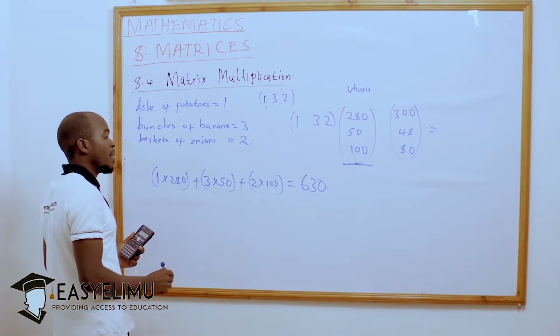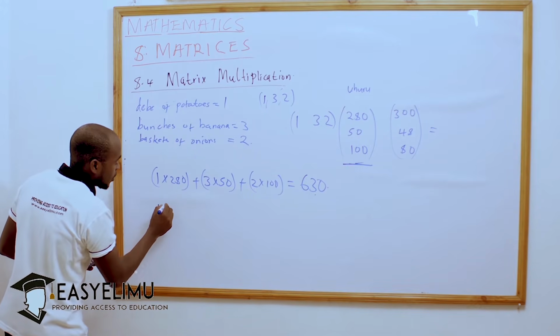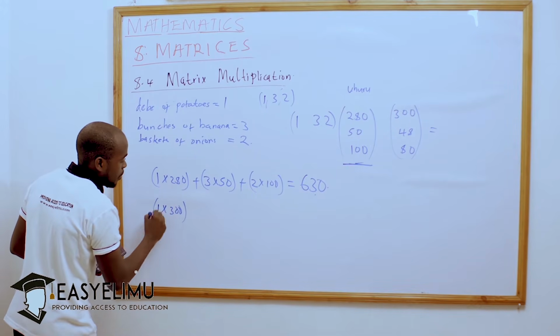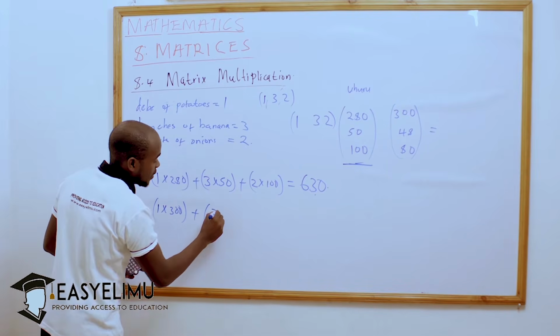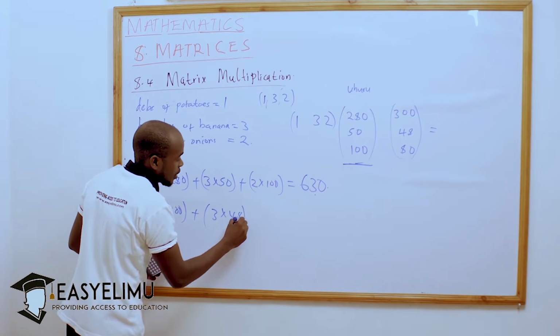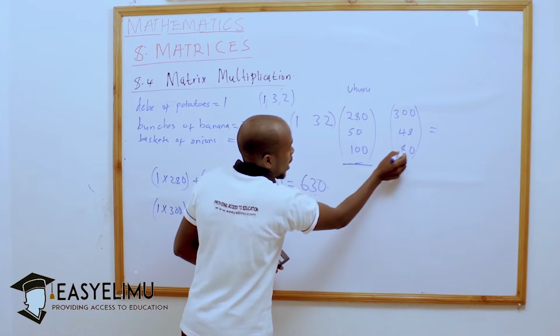Let's work for Harambee Market, and we shall find 1 by 300 plus 3 by 48 plus 2 by 80.